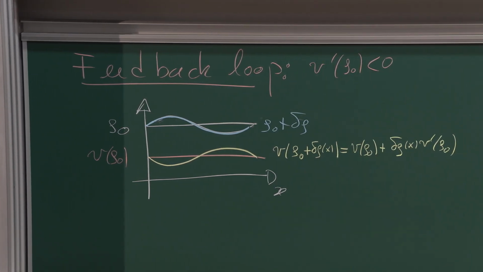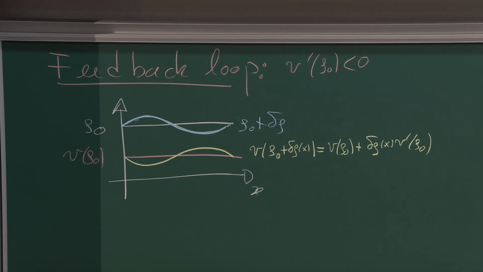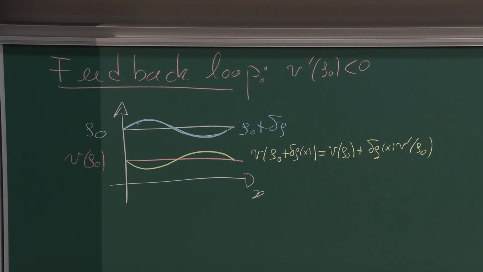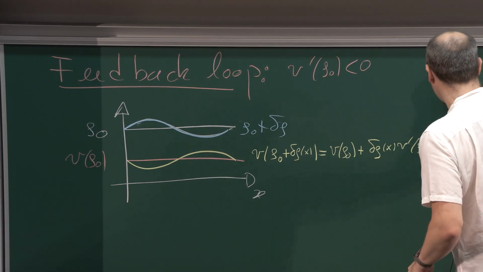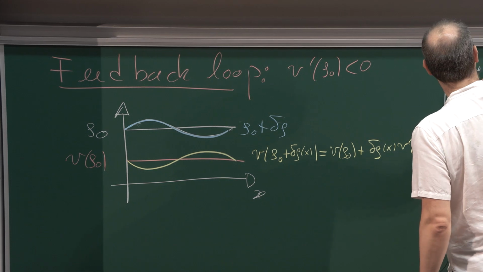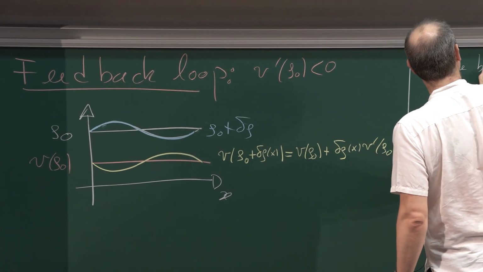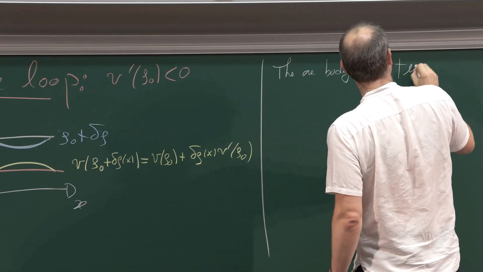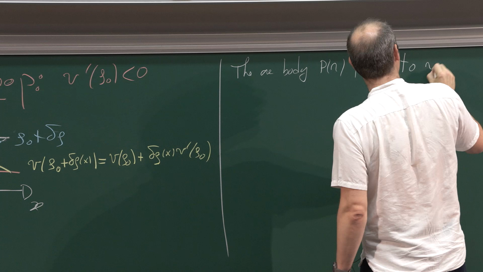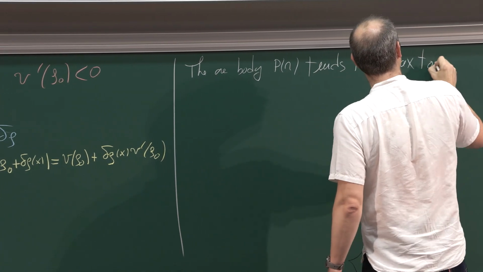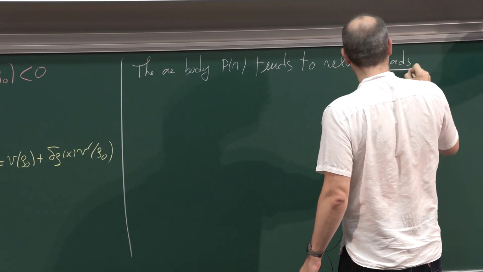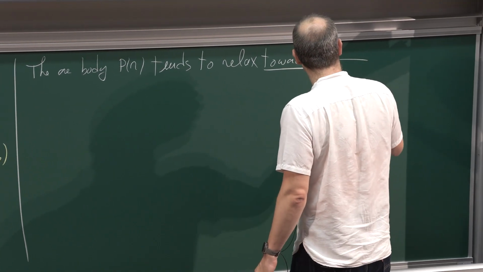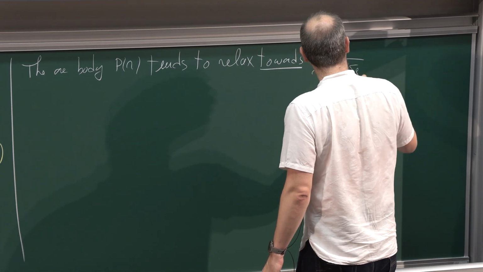As I said, there is a time scale separation between the relaxation of my one-body dynamics and my collective dynamics. So the one-body P of R tends to relax towards, I'm not saying it reaches it, but just it starts to relax towards 1 over V of rho naught plus delta rho of X.